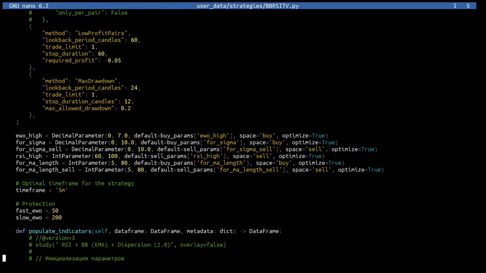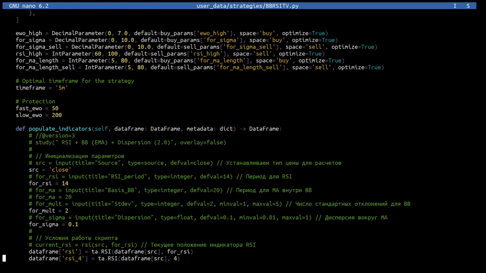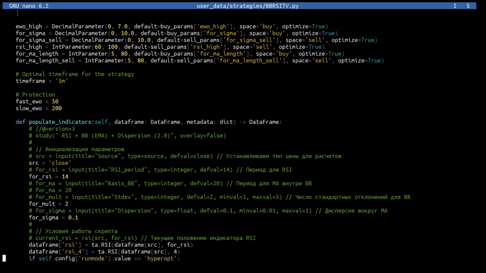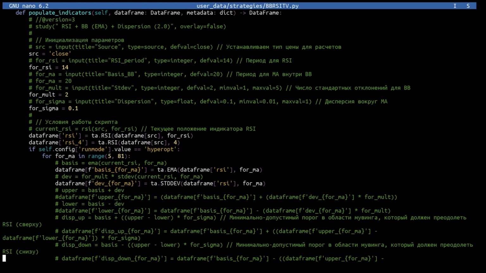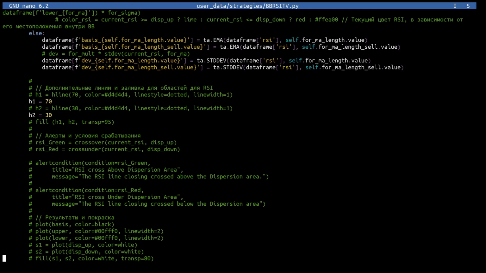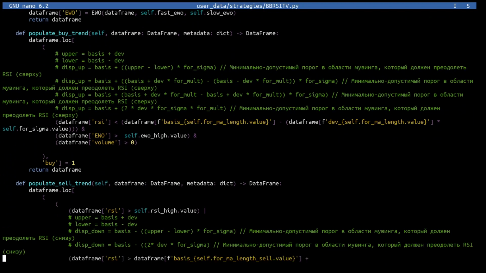Then comes a section where more of the optimization settings are determined for the buy and sell spaces. And the proposed time frame and some other protections you can find over here. Now the actual indicators are determined in the populate indicator method below, and in the original file there are a lot of lines commented out which will then not be used. And here we finally come to the actual algorithm that decides when to buy and when to sell.